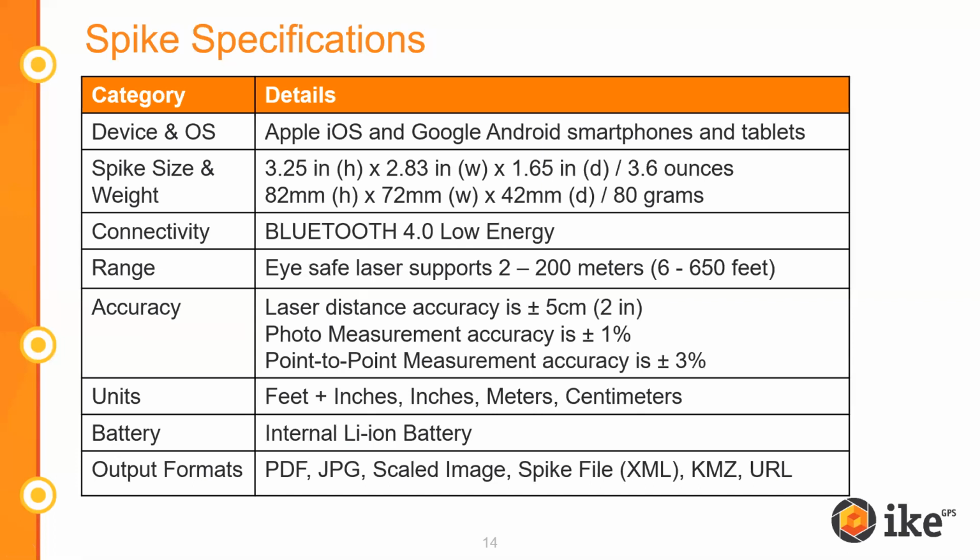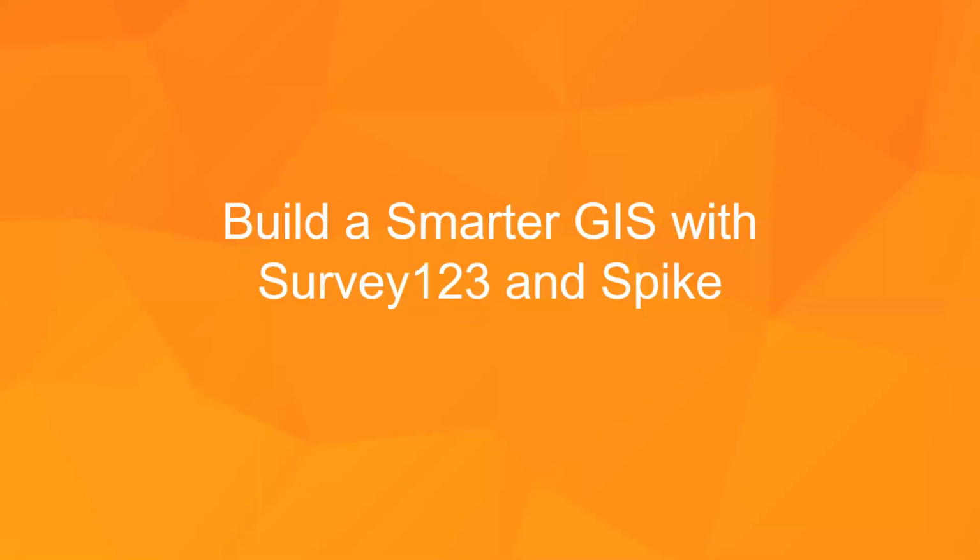Output file formats: PDF, JPEG, scaled image, Spike file, which is an XML file, KMZ, and URL. So you have a wide range of different options. If you just want to do point, click, shoot, and report on a JPEG or a PDF, you can go ahead and do that. If you want to do more fancy geospatial types of things with Survey123 and others, you can go ahead and do that. Once again, it's designed to be just a really nice, simple, flexible, effective tool at an affordable price.